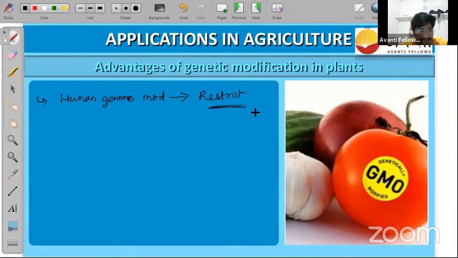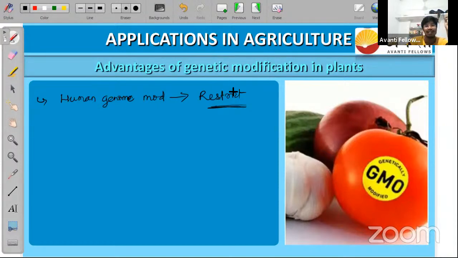Why is this restriction happening? Because the human genome cannot be altered. Like, it can be altered, but if you are altering it, it is completely illegal, because people use it wrongly. The human genome is modified and used wrongly. Many viruses and bacteria can be produced that can affect humans, which is why the human genome is not altered or modified. It is illegal.